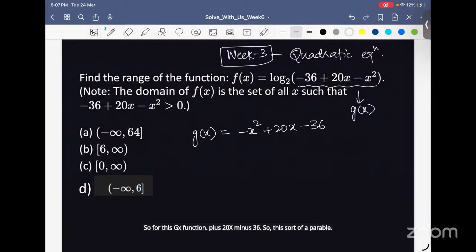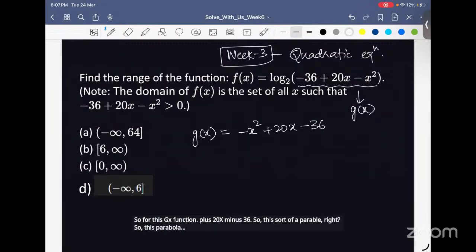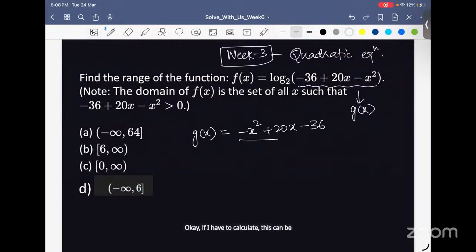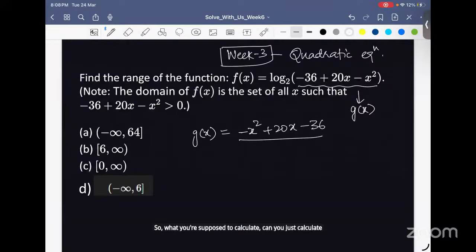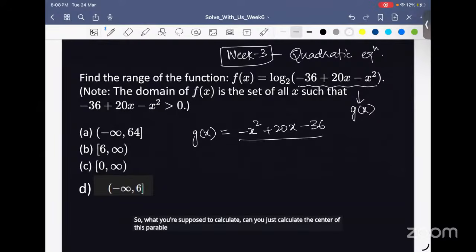So this parabola, if I have to calculate, you can just think of it as a parabola going downward, right? So what you're supposed to calculate, can you just calculate the center of this parabola, or maybe let's calculate all the values for which the function is defined. Can you calculate the range for this function?